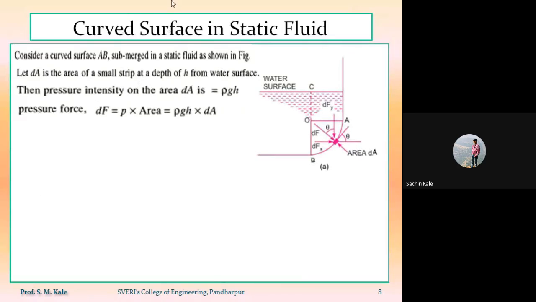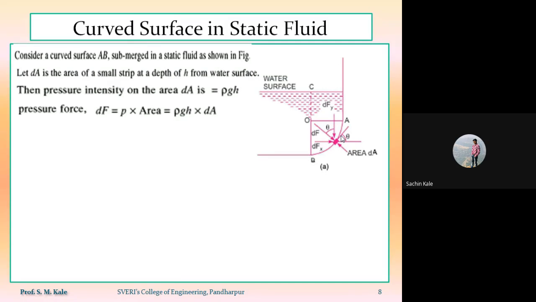dF, that is rho g h into dA, is the pressure force acting on a single elemental area dA. But this curved surface A to B is the entire curved surface, and it consists of a number of such small elemental areas dA. So if I want to calculate the total pressure force acting on the entire curved surface, how can I find out that total pressure force? Can anybody give the answer?